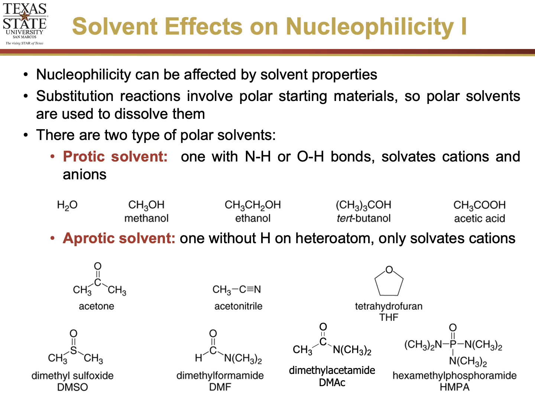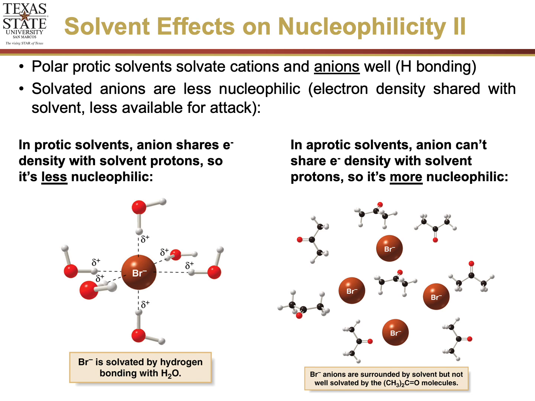In contrast, we can also have these polar solvents that all have dipoles and all have strong dipole interactions, but they don't have a hydrogen that can hydrogen bond. That means these materials only solvate cations, and if it only solvates cations, that's going to affect the negative charge around our nucleophile.